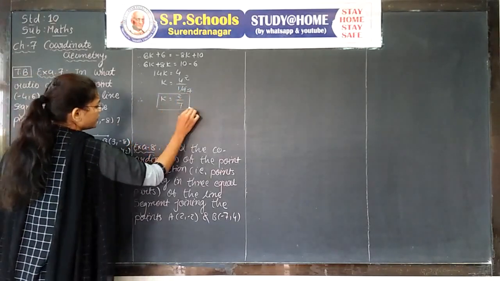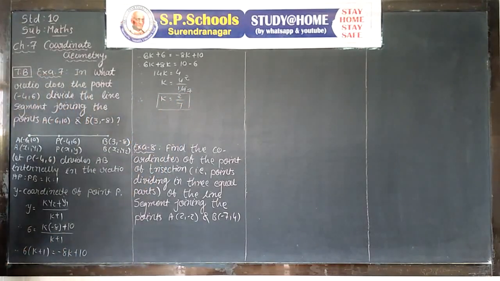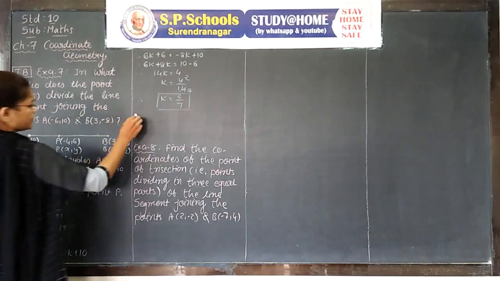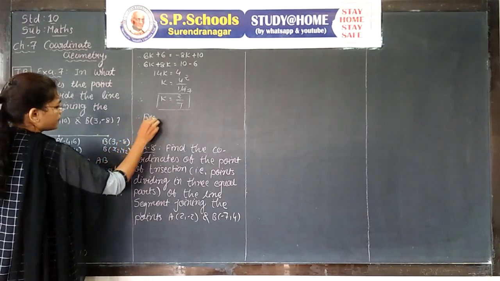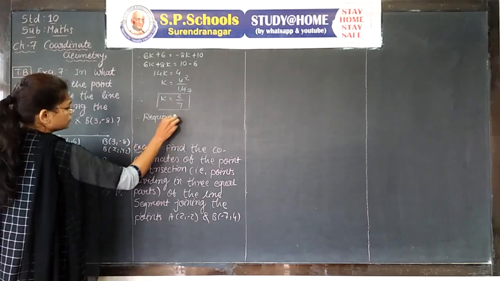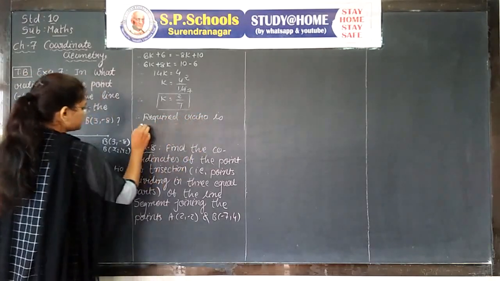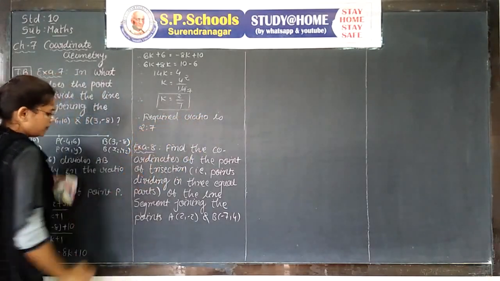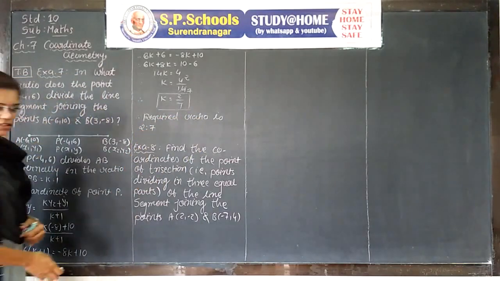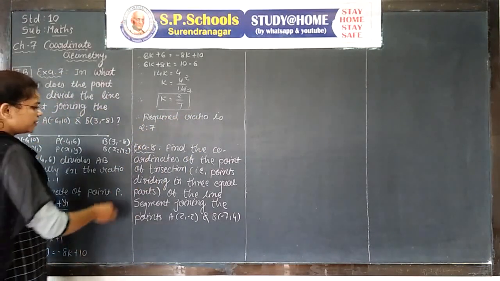2 upon 7 means 2 : 7. That's why the ratio in which the point (-4, 6) divides the line segment joining the two points A and B is 2 : 7. Therefore, the required ratio is 2 : 7. Let's see the next example, example number 8.